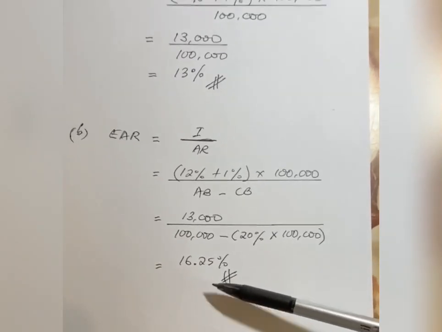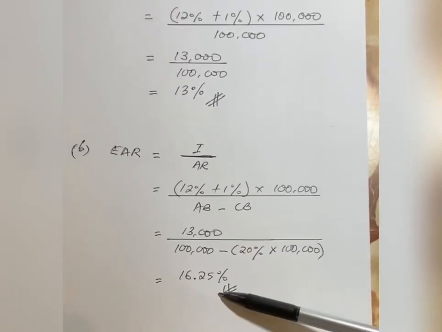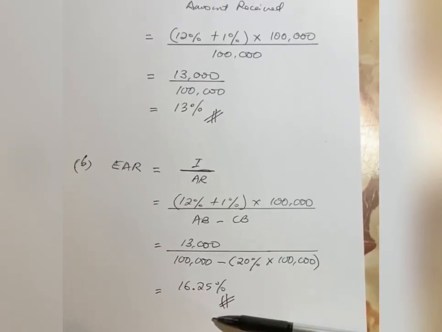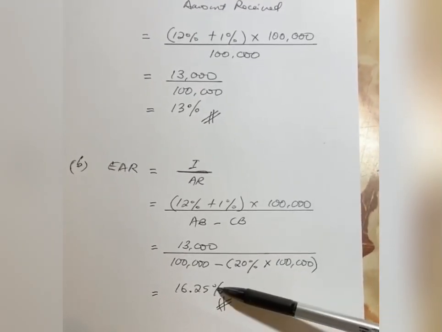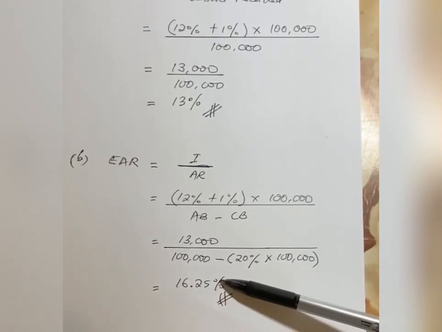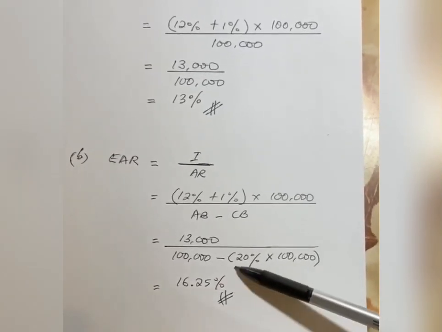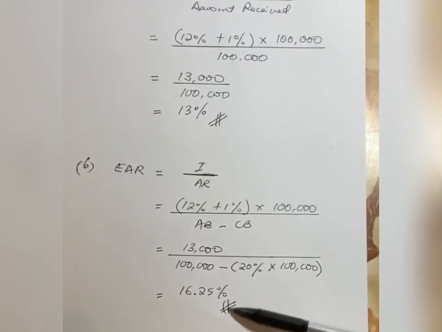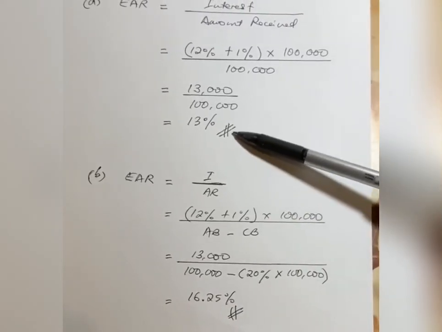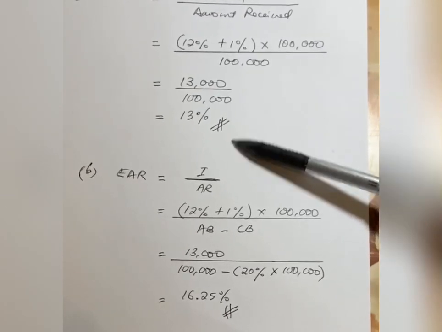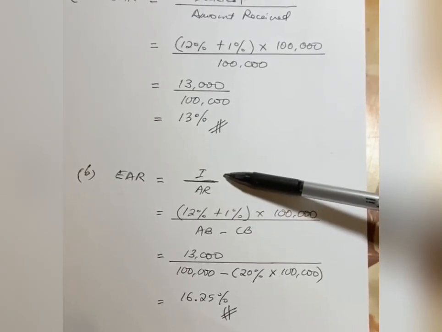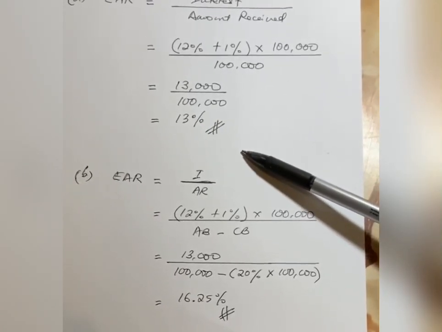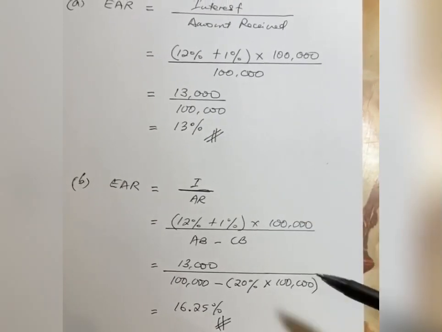16.25%. If you look at this example, if a borrower doesn't have the compensating balance in the account, the EAR will be higher as compared to when a company has some money in the bank that is sufficient to be classified as compensating balance for this specific loan.